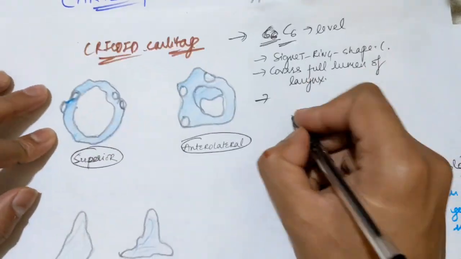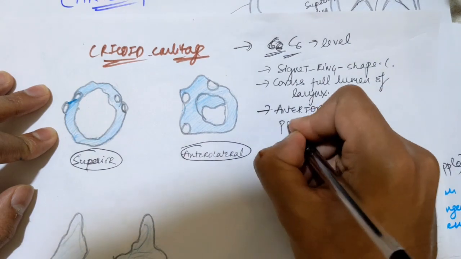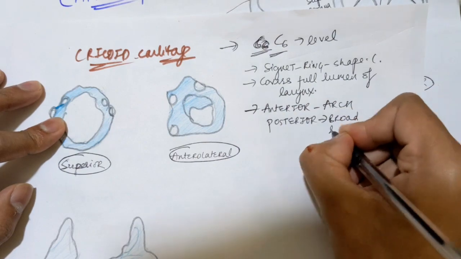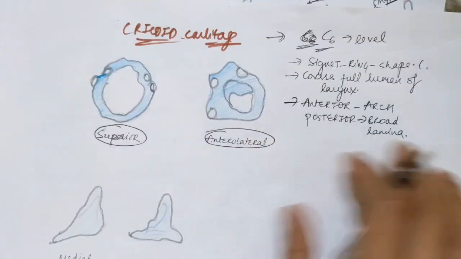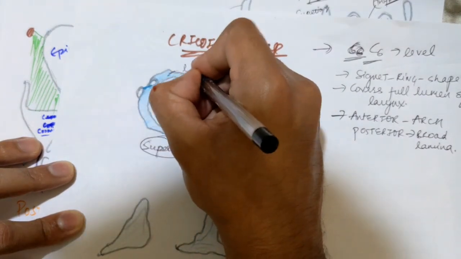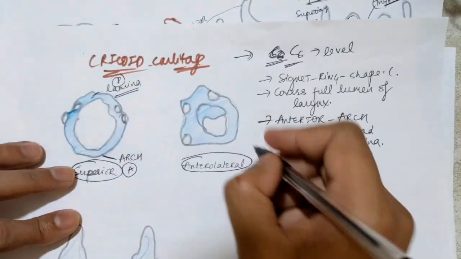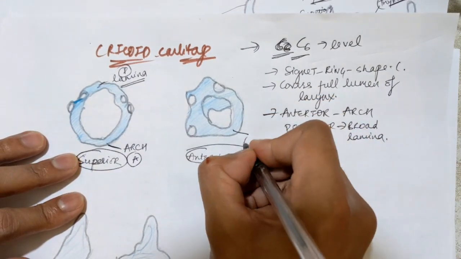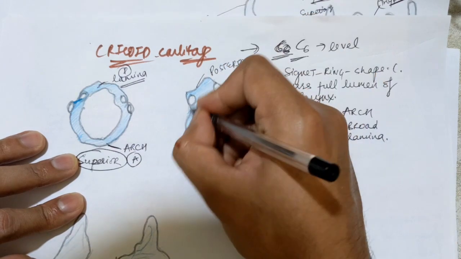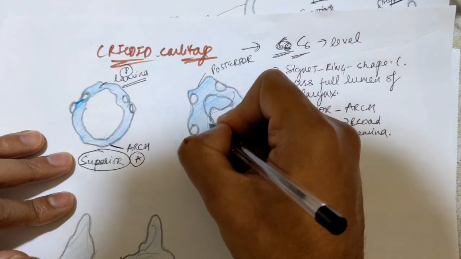I'm writing it here: anteriorly the arc is present, posteriorly it has a broad lamina. So this much is clear. In the superior view you can see this is the arc, and this is your lamina posteriorly. This is the anterior side, and this is the posterior side. Here again you can see the arc and the posterior side. Posteriorly you can see this much area as well, and this is the ring, with a gap between the arc and the lamina. This is the broad part, you can see it here.